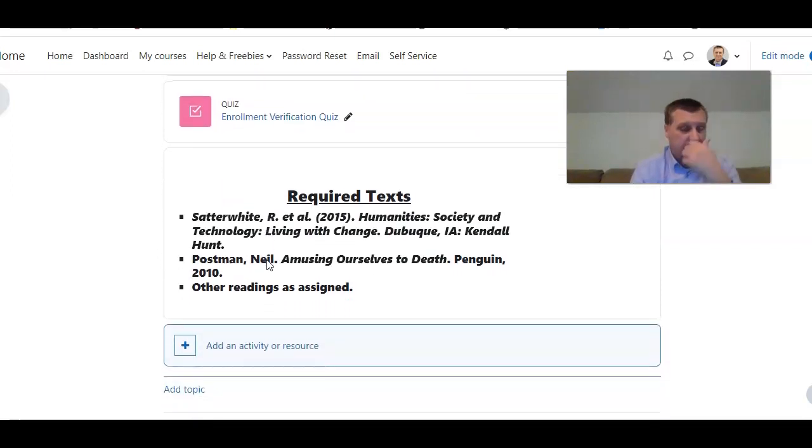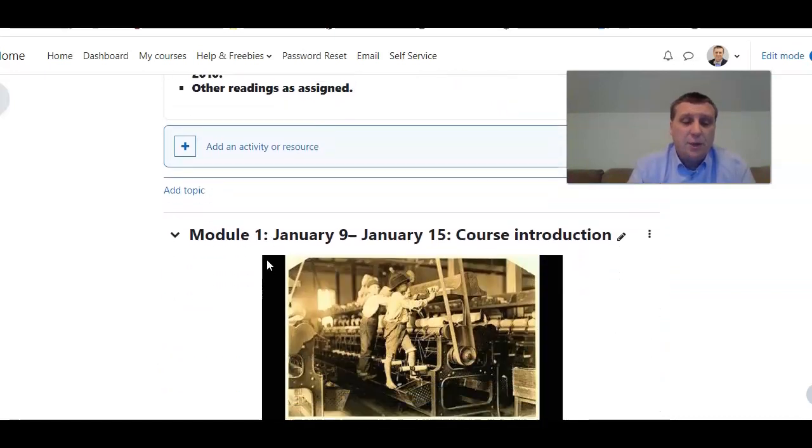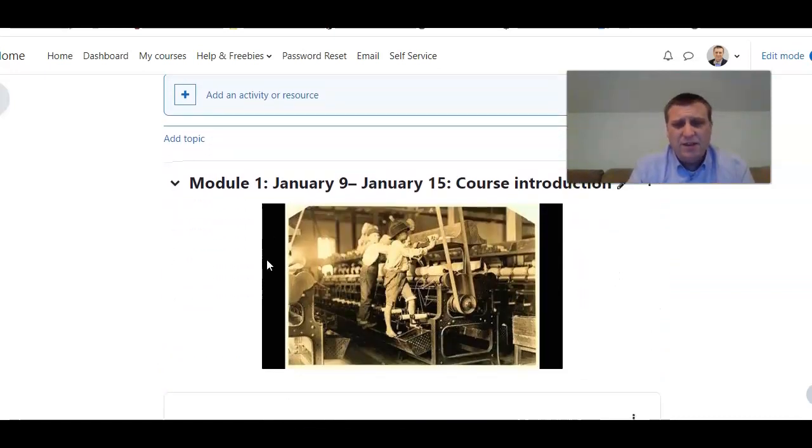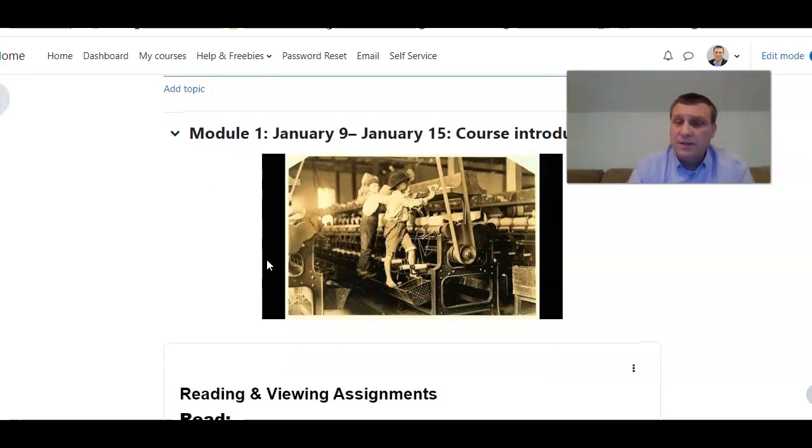Here's a list of the texts that you could get from the bookstore. We'll be doing both of those texts and then other readings that I'll provide for you as we move forward, along with some videos. So January 9th through 15th is our first week, and we're going to be looking at technology and the Industrial Revolution. We're going to look at that for the next 2 weeks.